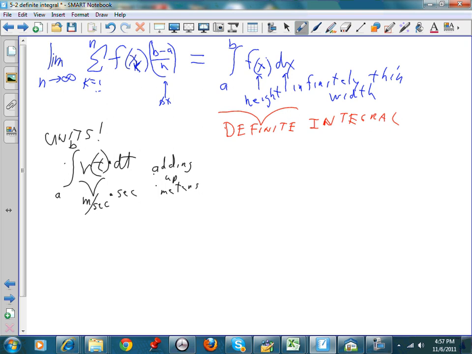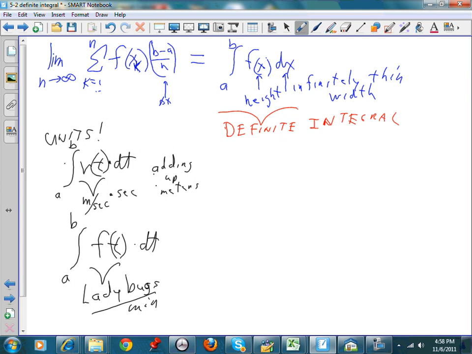Again, if you see another problem, just to emphasize this, let's say I was integrating an integral of f of t times dt, and the units of my f of t were ladybugs per minute. Well, if the units of dt was minutes, clearly I'd be adding up ladybugs, okay?